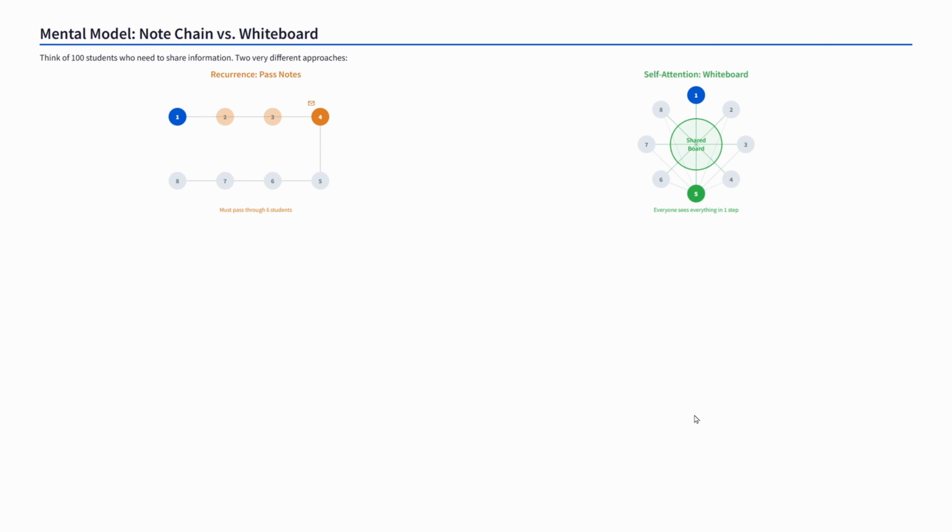Look at this mental model. This is the mental model I want you to carry with you from this video. On the left, you have 8 students sitting in line. If student 1 needs to send information to student 8, the note has to pass through 6 people in between. Each person reads it, maybe summarizes a bit, maybe loses some details, and passes it along. By the time it reaches student 8, the message is diluted. That recurrence, that's how an RNN works.